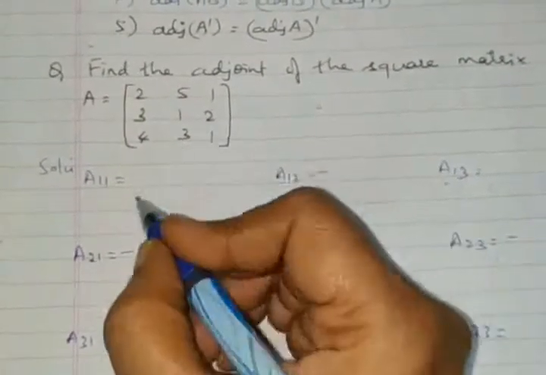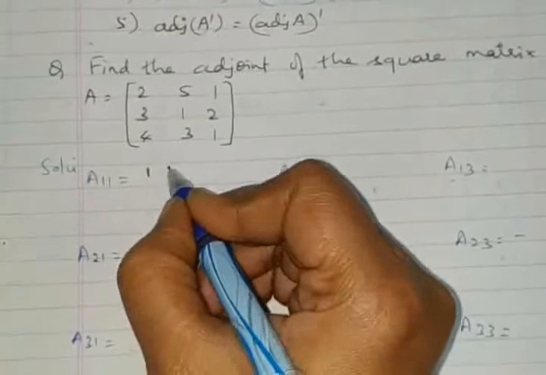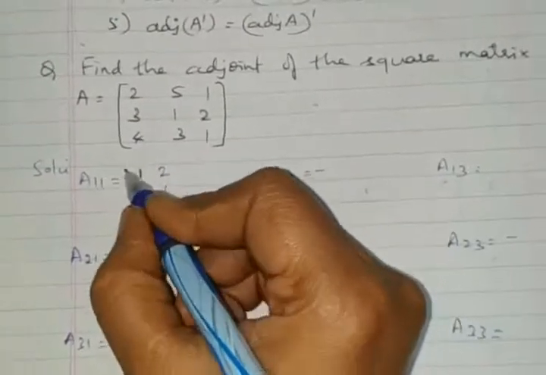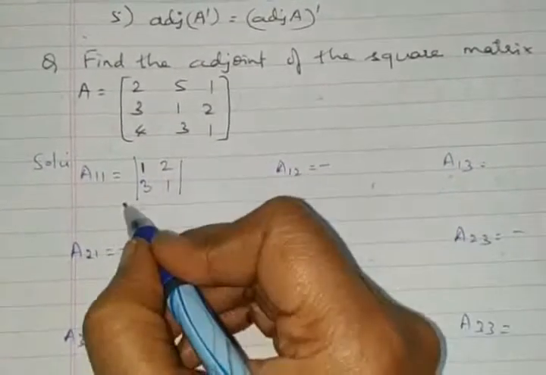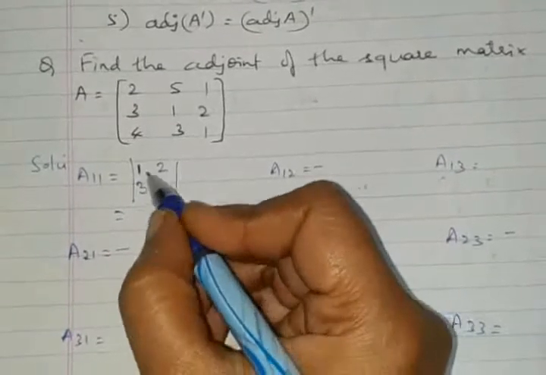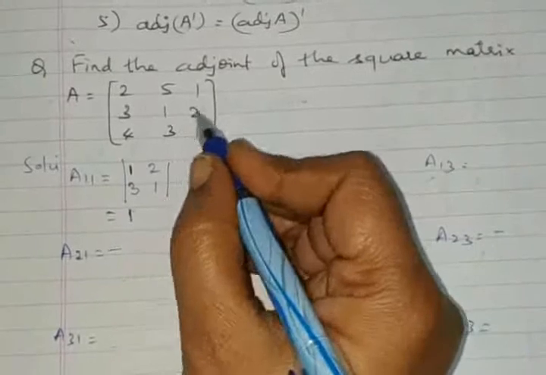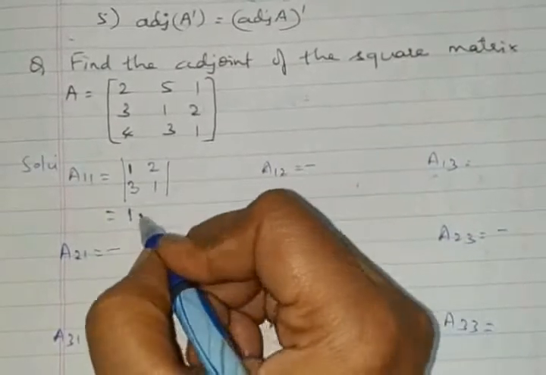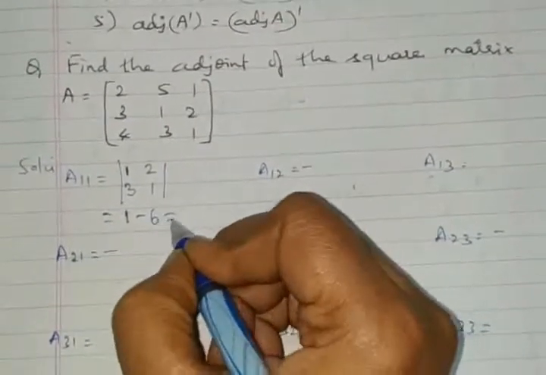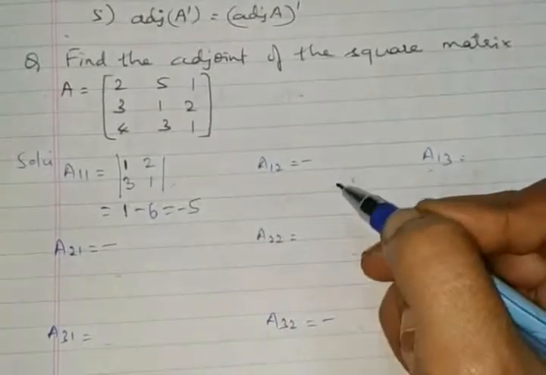So to find the determinant, if you are comfortable, you can once again write here 1 2 3 1. Otherwise you can perform it straight, which I discussed in the previous video also. So how do you perform it? It is 1, product is 6, sign change, so we say -6. So that we are left with -5.